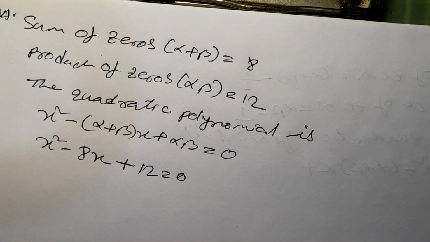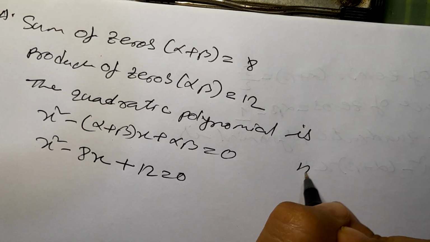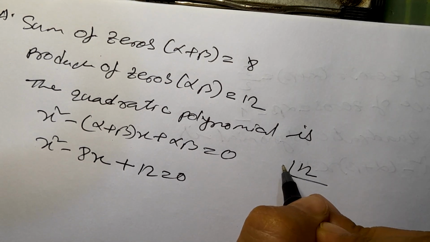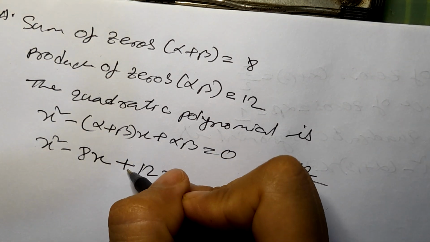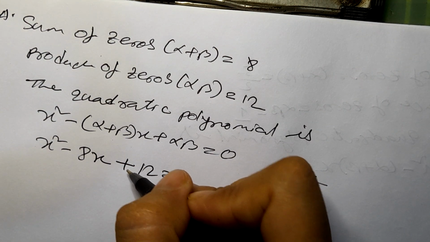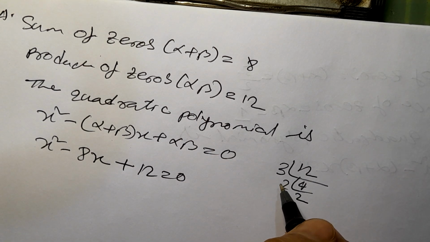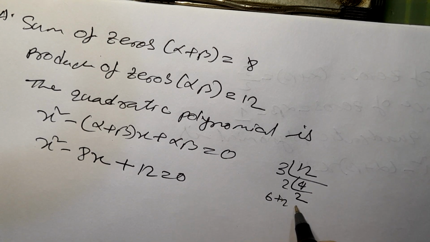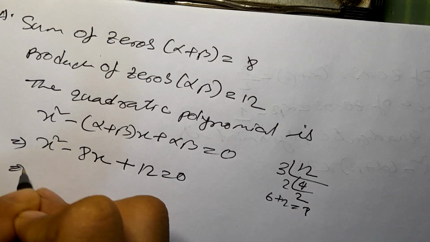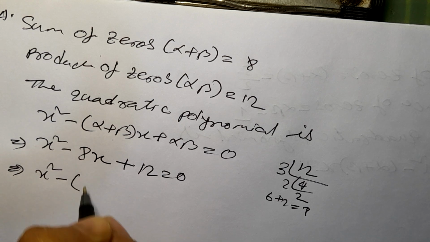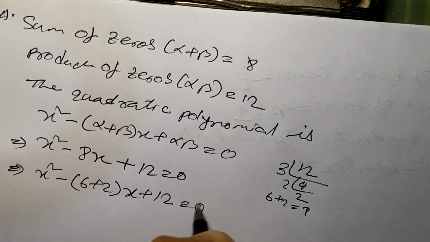For finding the zeros of the polynomial, multiply a and c. Here a is 1, c is 12, so it will give 12. Now do the prime factorization. It's divisible by 3, 4, 2, 2. I have to make the 8 by addition. Check the sign of the constant. So it's addition. So it will be 6 plus 2 equal to 8. So x square will remain the same, minus, instead of 8 it can be written as 6 plus 2, x plus 12 equal to 0.